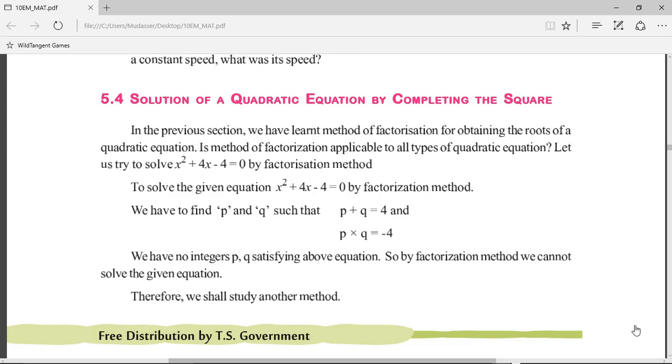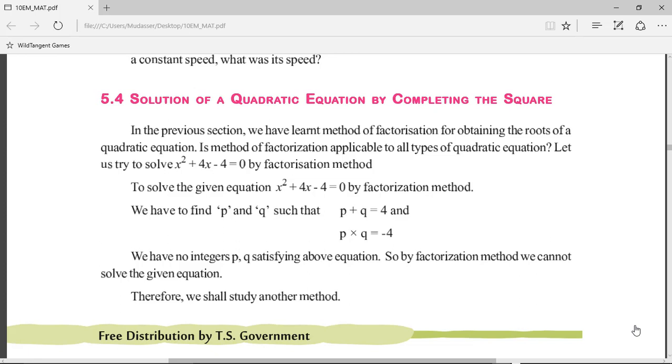In the previous video, we learned how to find the roots of a quadratic equation using the factorization method. In this video, we'll learn how to find the roots of a quadratic equation using the method of completing the square, and also by using the quadratic formula. The reason we have these two other methods is that it is not always practically possible to find the roots of a quadratic equation using the factorization method.